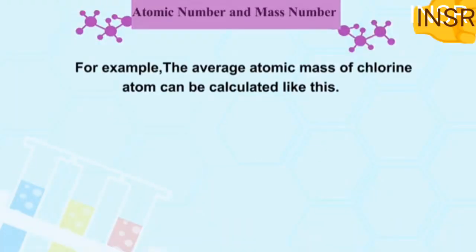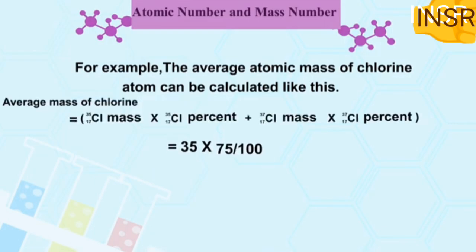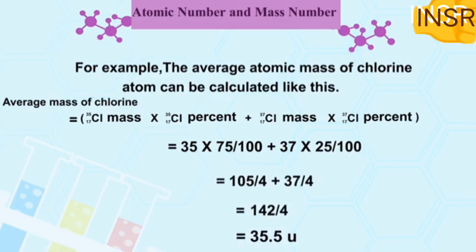For example, the average atomic mass of chlorine atom can be calculated like this. This means that if we take some quantity, it will have isotopes of chlorine and the average mass will be 35.5.